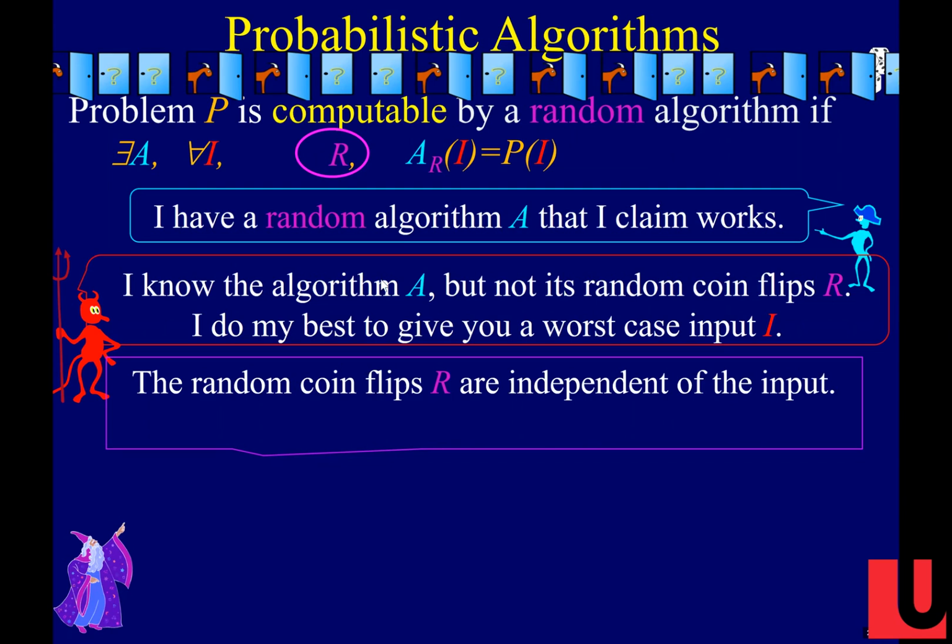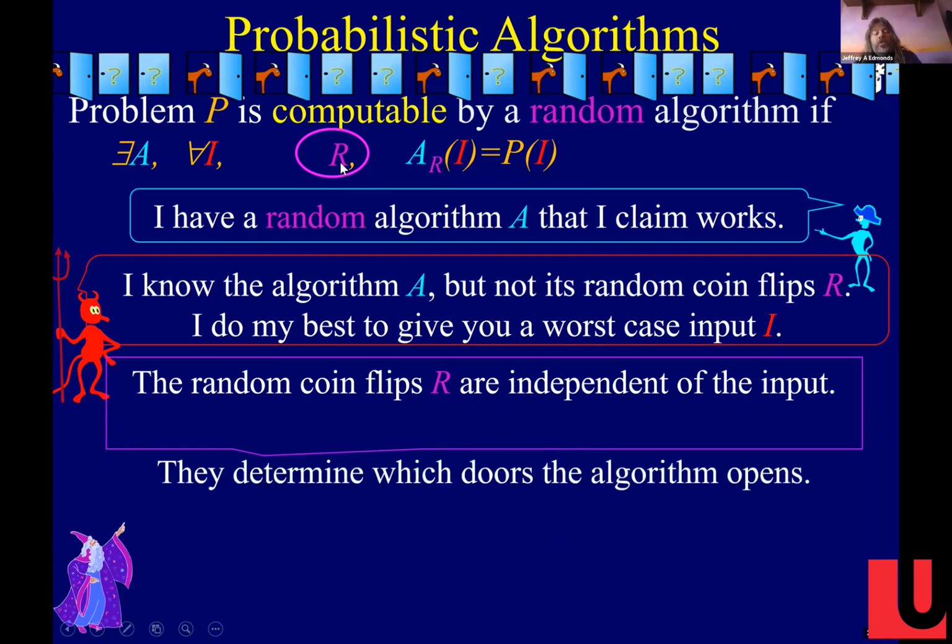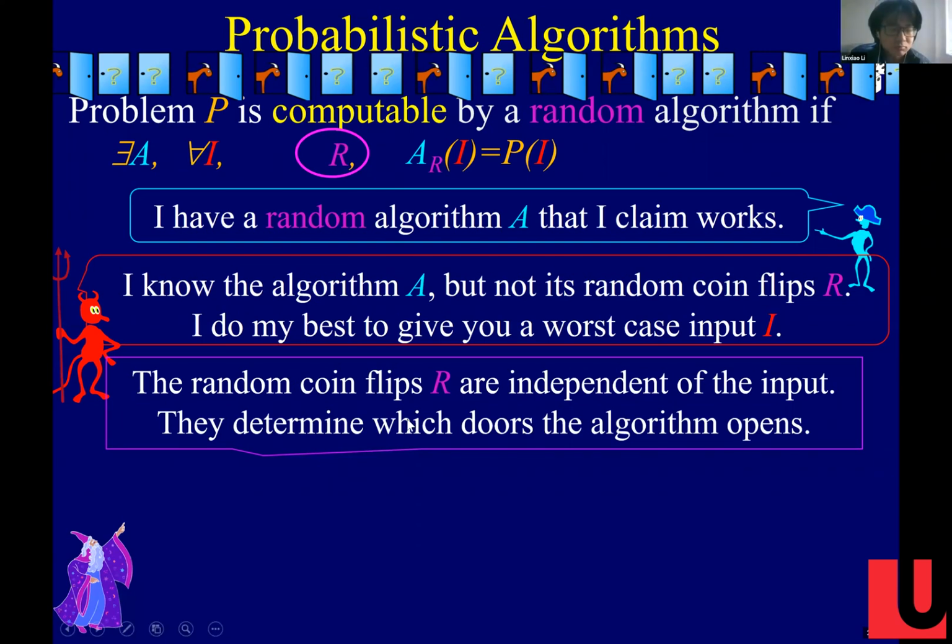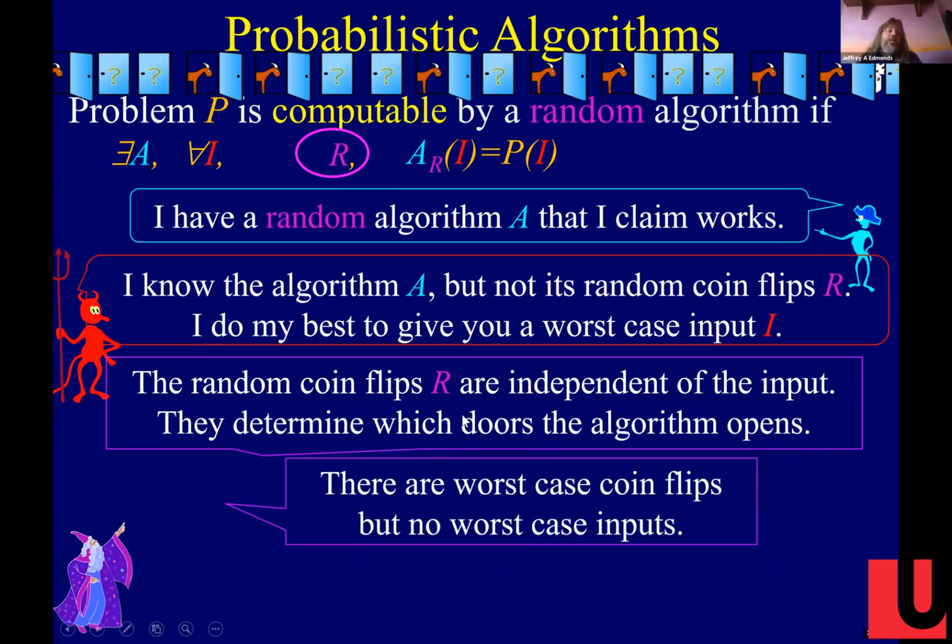All right, then after the player chooses where the prizes will be, we flip the coins and decide which doors to open. So the point is that there aren't worst case inputs anymore. There's not a worst case where to put the prize. There are worst case coin flips, right? There are bad coin flips, which means that you'll never find a prize, but they happen with small probability.